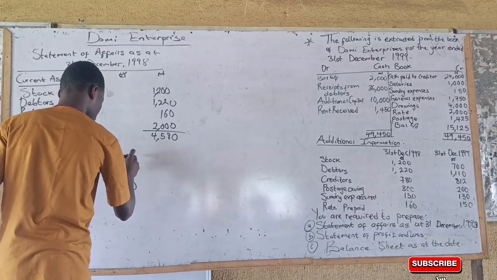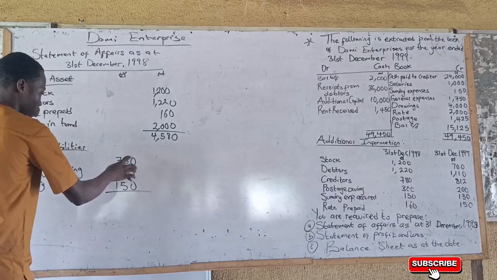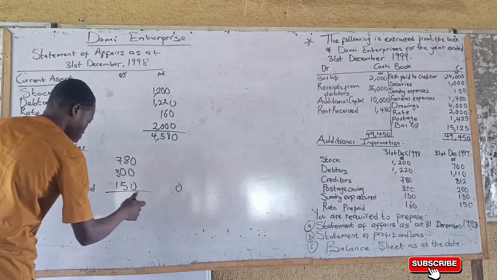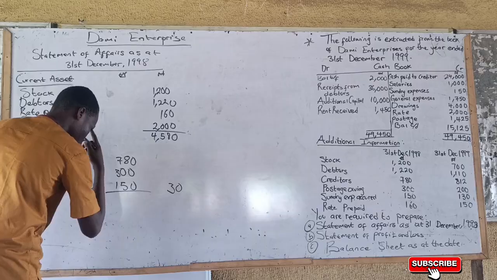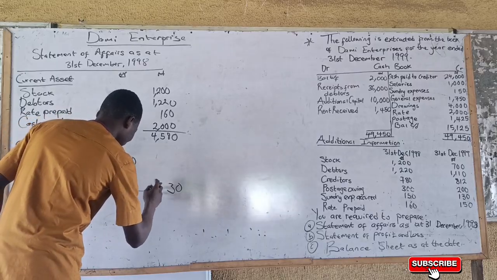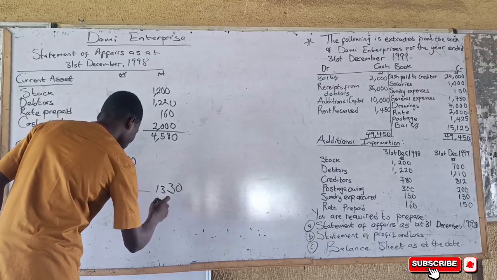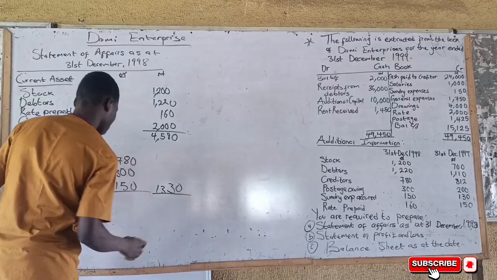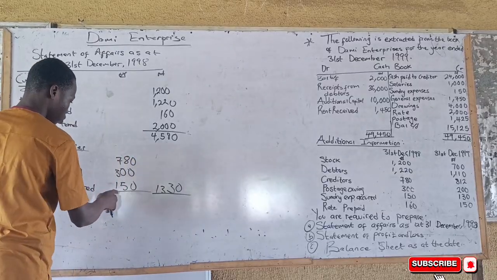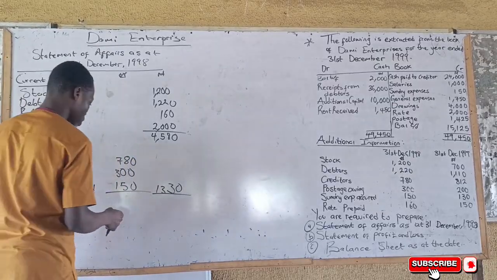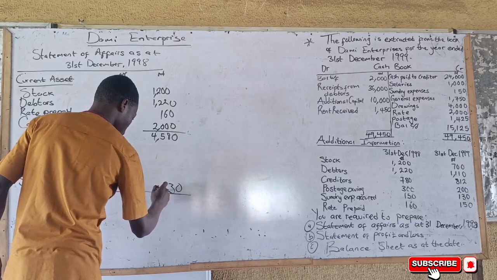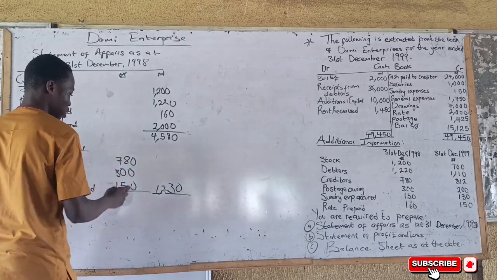So let's add this up. Let me add it up again. 1,000, 2,000, 230. So it should be 1,230.